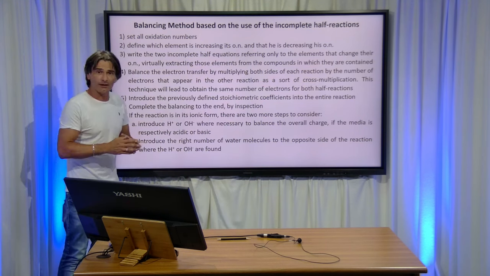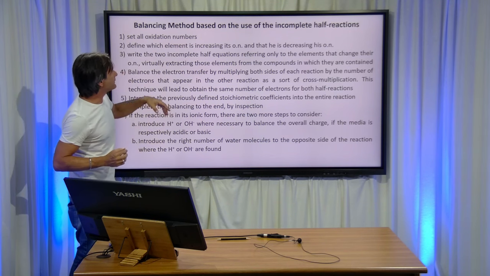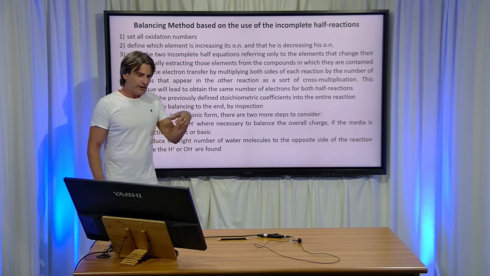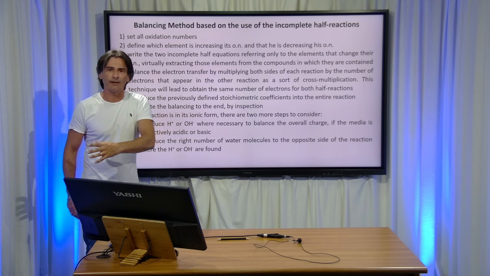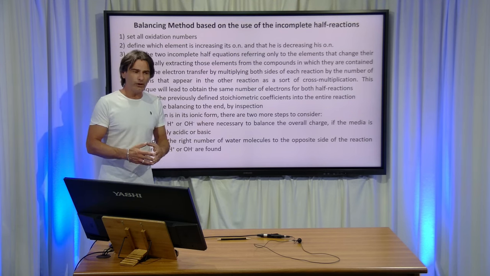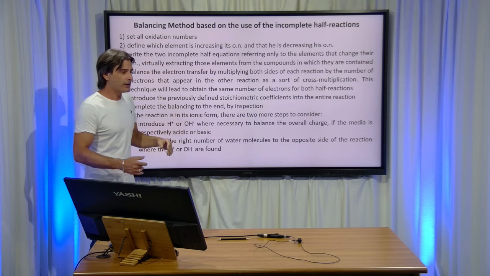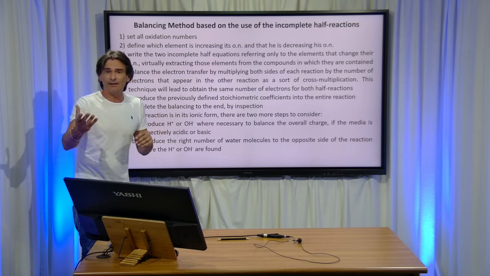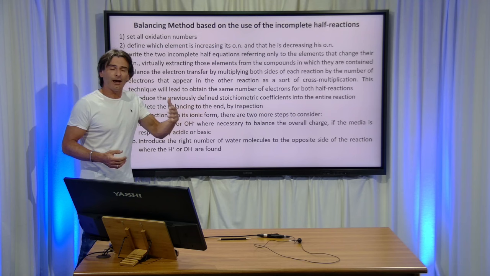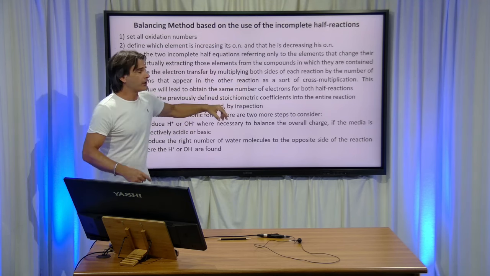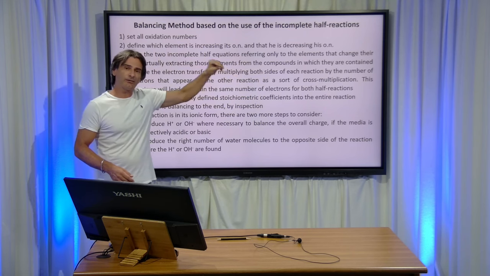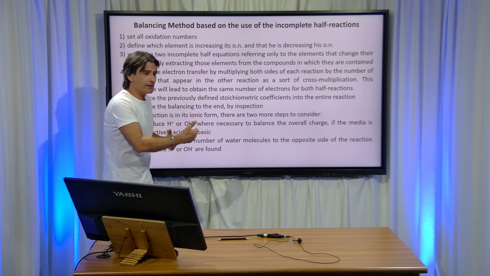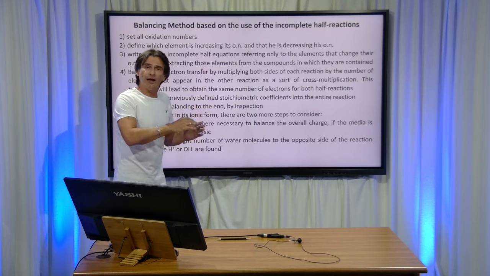So, what I'm trying to say is that the use of a method based on the half reactions is a very common method, but we can consider the half reactions as complete or incomplete. Complete are the case in which in the half reactions I put all the compound containing the element that is changing its oxidation number. The incomplete half reaction is a virtual reaction in which I virtually extract only the element that is changing its oxidation number and write for it the half reactions.